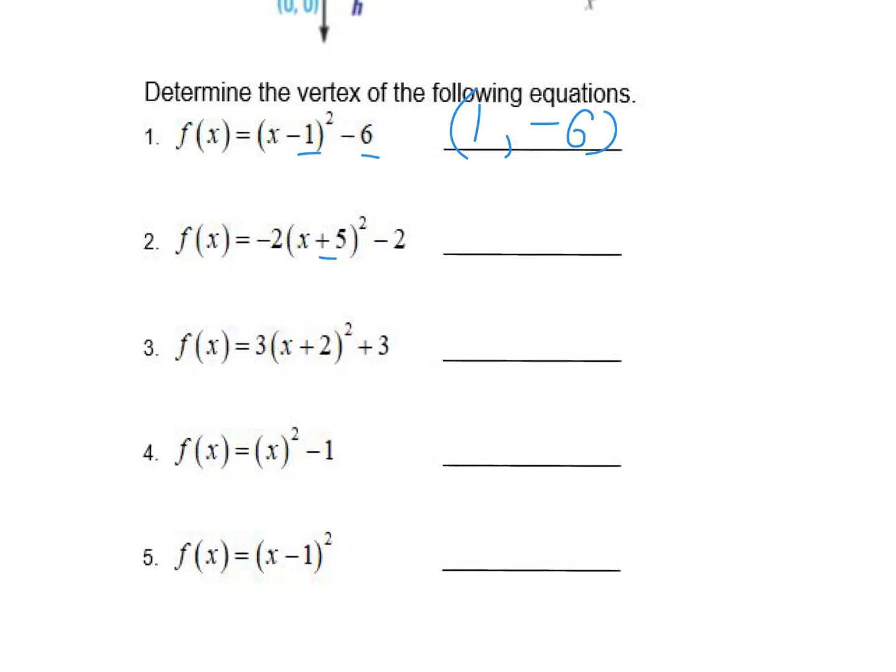Here's our h value. Remember, our x's lie to us, so we're going to have negative 5, negative 2 as our vertex. Number 3, f of x is equal to 3 times x plus 2 squared plus 3. Our x's lie to us, so we've got that negative 2 and that 3 for our vertex.